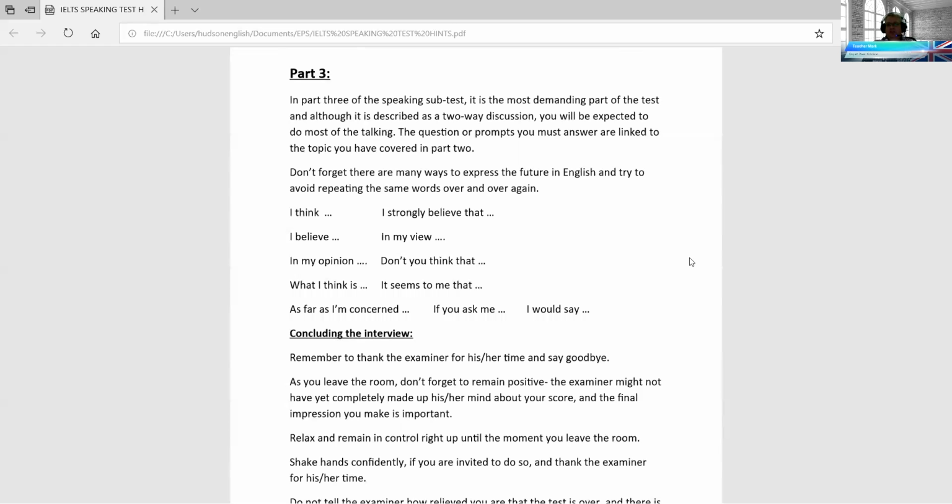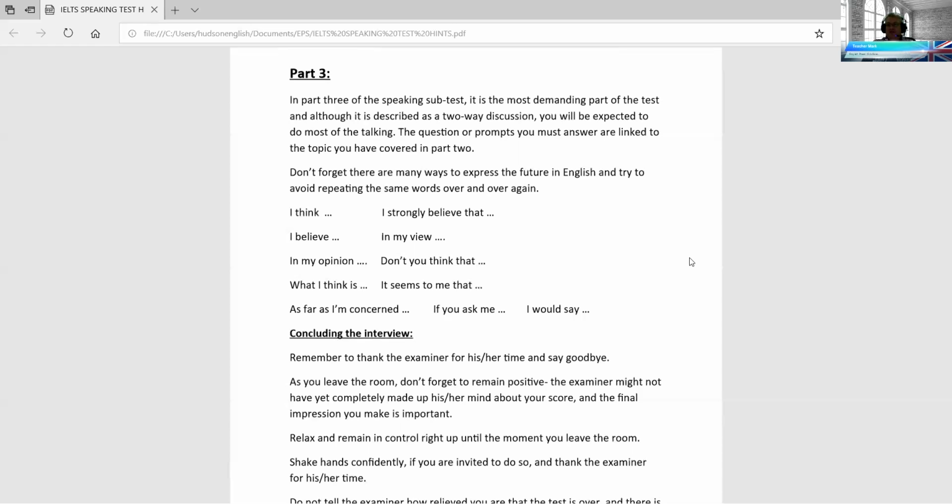Don't forget, there are many ways to express your opinion in English, and try to avoid repeating the same words over and over again. I think, I believe, in my opinion, what I think is, as far as I'm concerned, I strongly believe that, in my view. Don't you think that? It seems to me that. If you ask me, I would say. So these are some expressions you could use to start your answer.